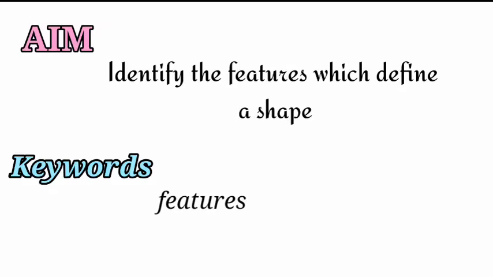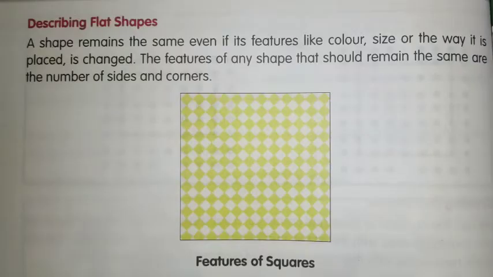Now, identify the features which define a shape. Today our aim is to identify the features which define a shape. The keywords are features. What features do you have to find out in this shape? In this square shape, only the colors and the size change. Remaining all are the same. Okay.